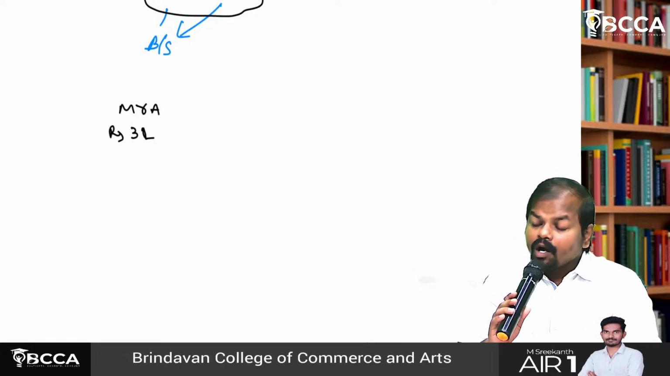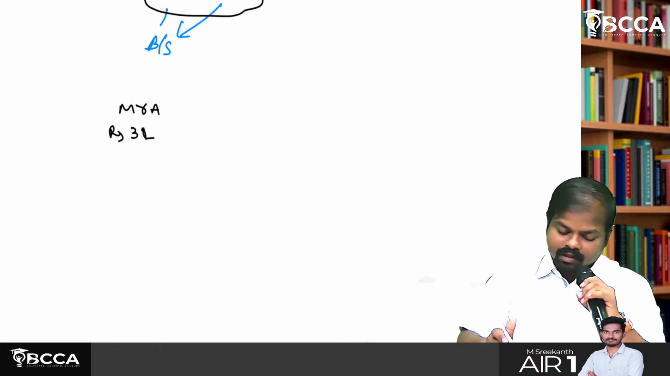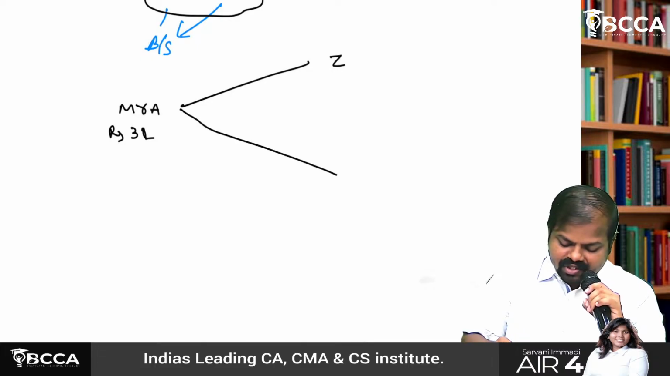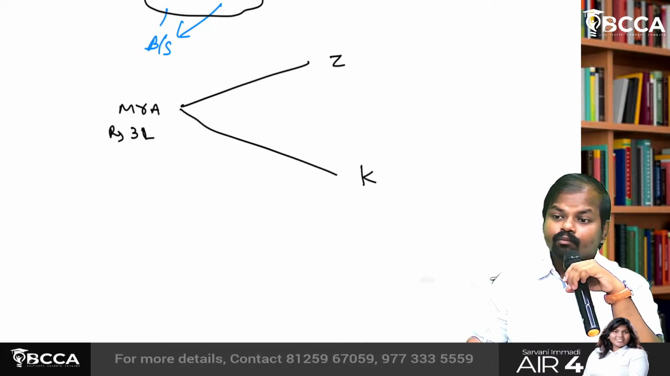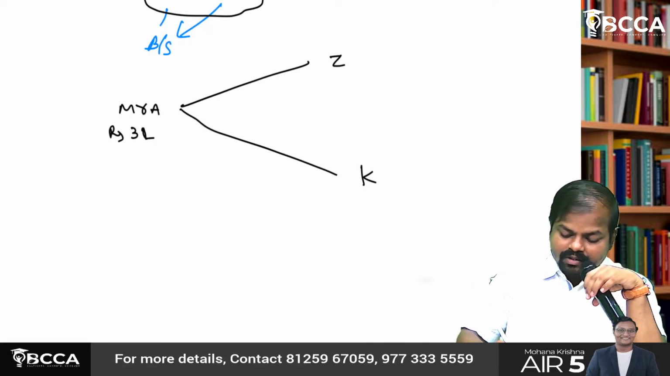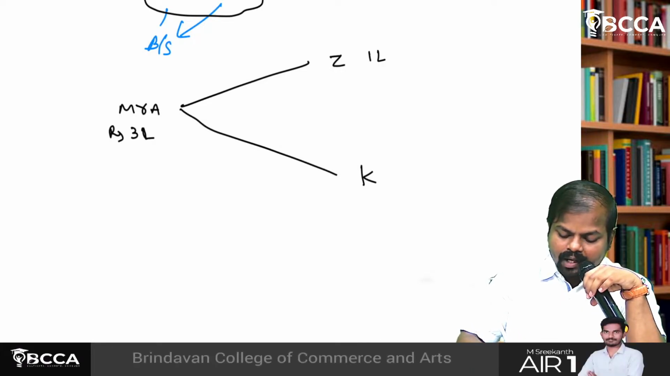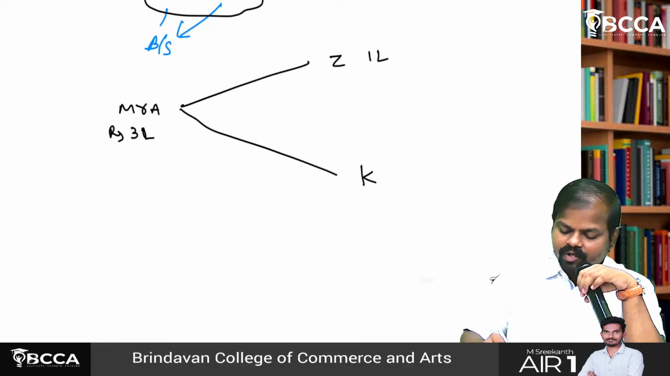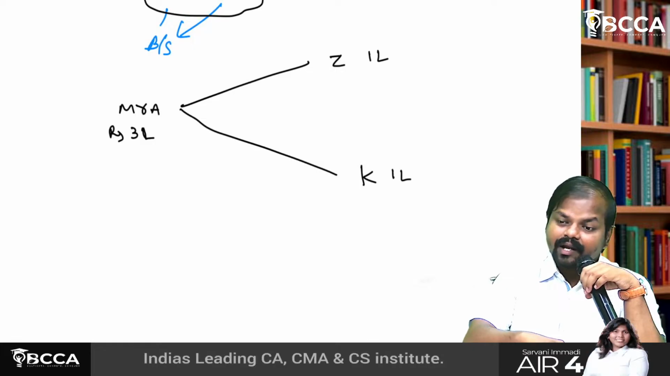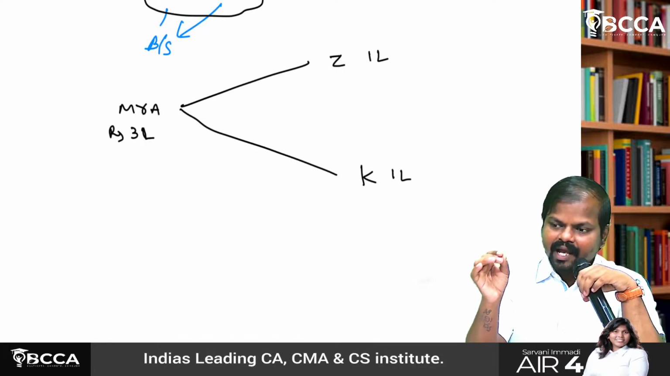Respond. How much money does he have? Mr. A's friends, Mr. Z and Mr. K, both are there. Z is asking, I want 1 lakh rupees. Mr. K is also asking for 1 lakh rupees. Does he have it or not? Reality. Does Mr. A have a requirement of 2 lakh or not?